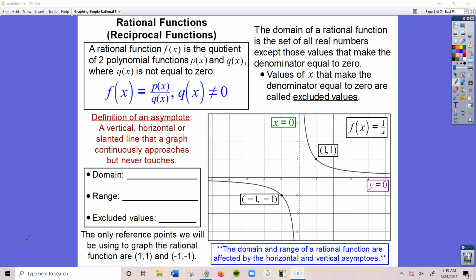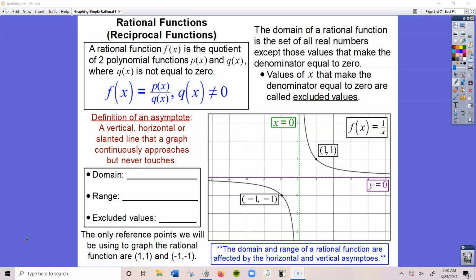Hey guys, today we're going to look at something called a rational function, also known as the reciprocal function. Now, a rational function is anything that is a quotient of two polynomial functions. So basically what it looks like is a fraction, where the numerator is some polynomial type function and the denominator is another polynomial type function.